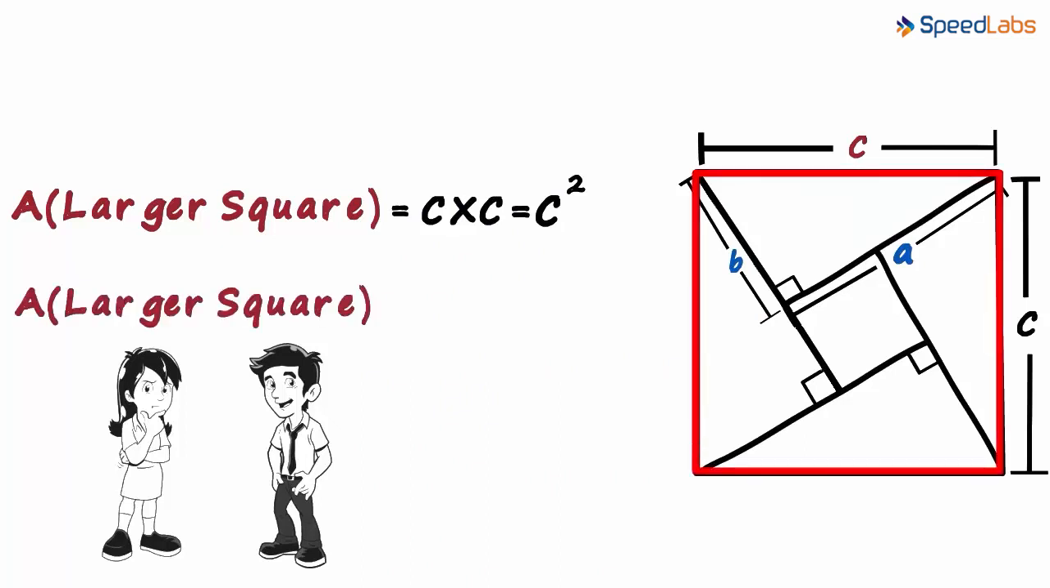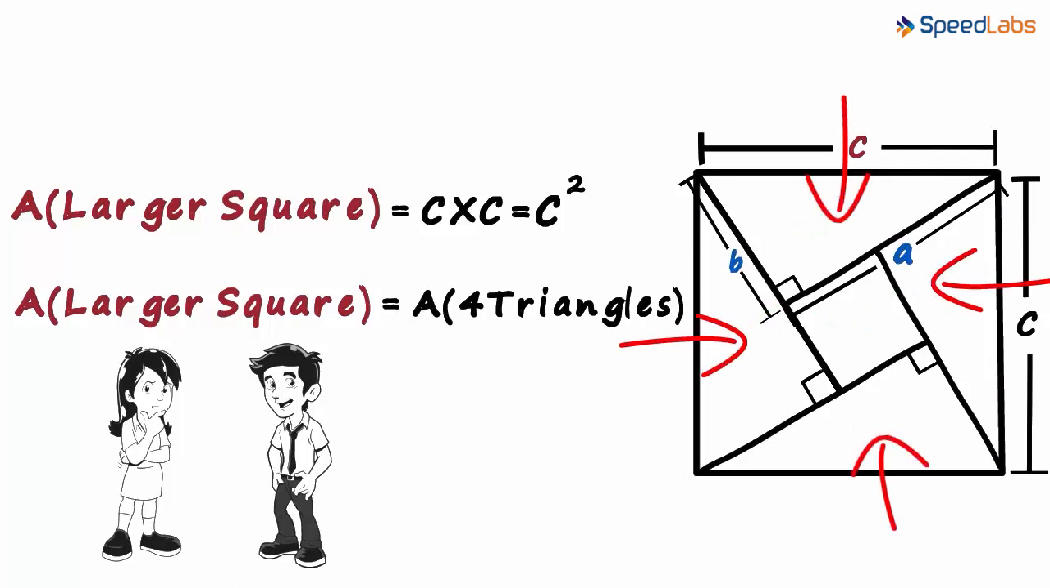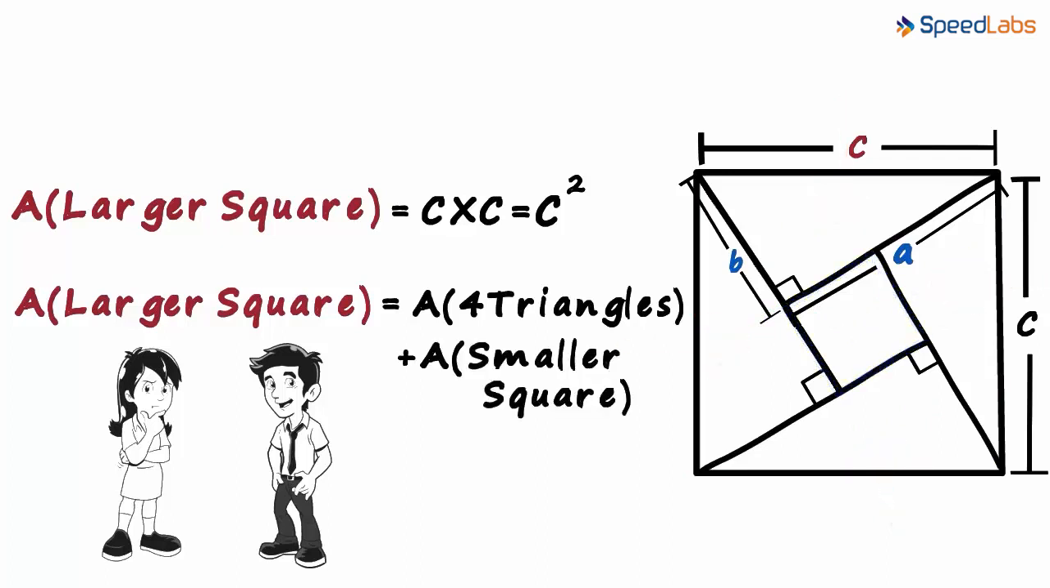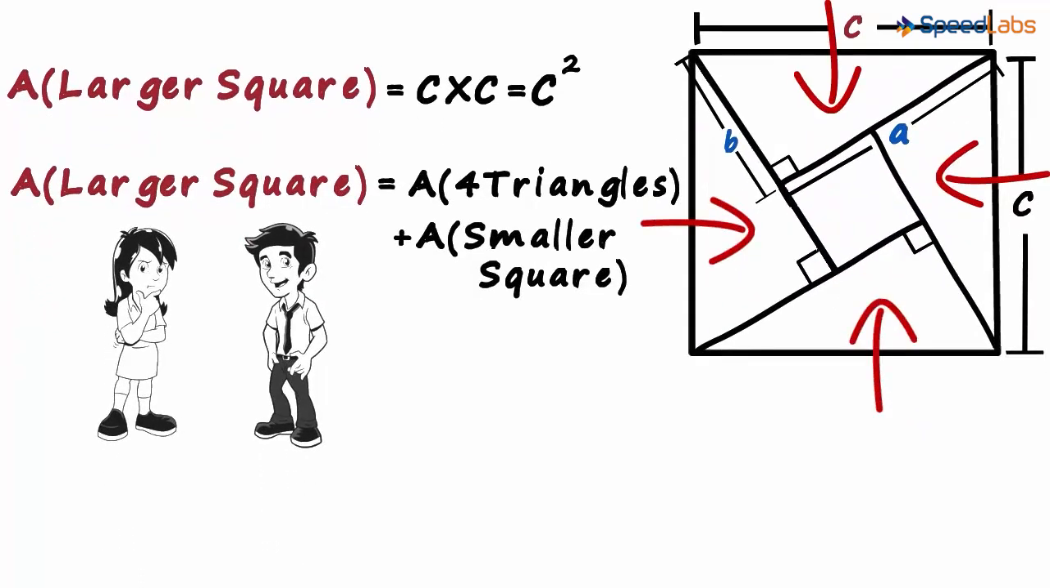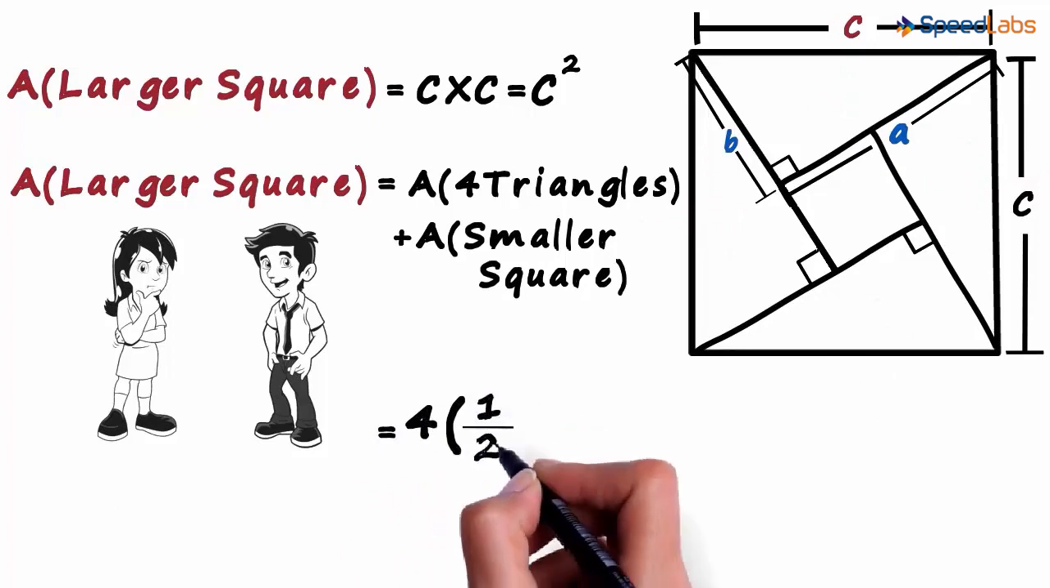He says that the area of the larger square will equal the area of the 5 figures formed within the square, 4 of which are triangles and 1 square. So the area of the larger square will be equal to the area of the 4 triangles plus the area of the smaller square formed in the center. First, let's look at the triangles. Each of the triangles has their height as a units and their base as b units. So we can write the total area of the 4 triangles as 4 times half ab.